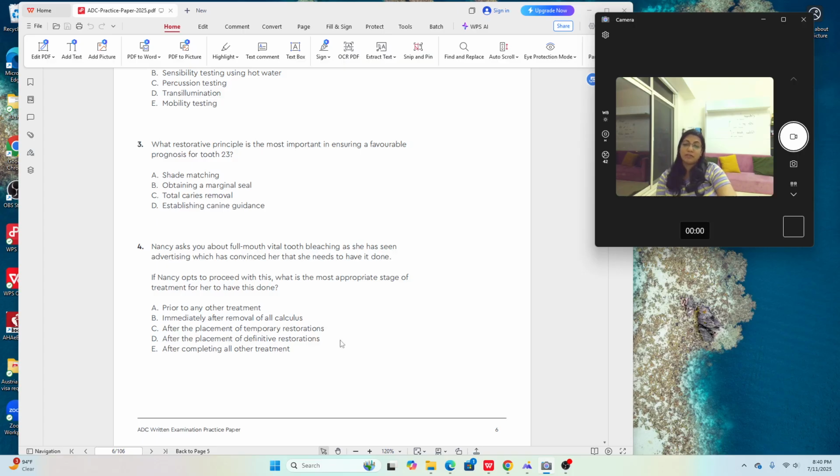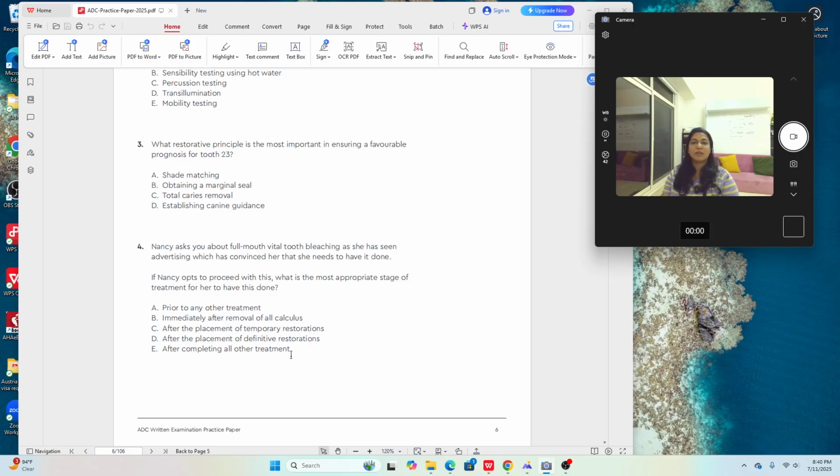After the placement of definitive restorations, it means that you have done crowns and laminates and now you're whitening the teeth. The crown shade is not going to match with the other teeth shade then. More problems later on. No, that's not the right option. After completing all other treatment, means what? You are still finishing the rest of the treatment and then you're doing the whitening. No, not the right answer again.